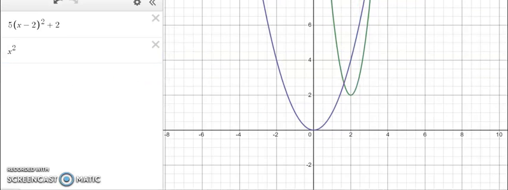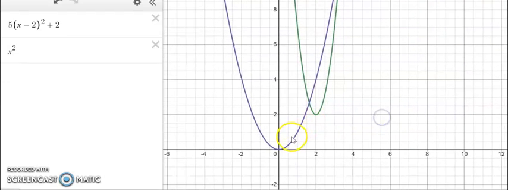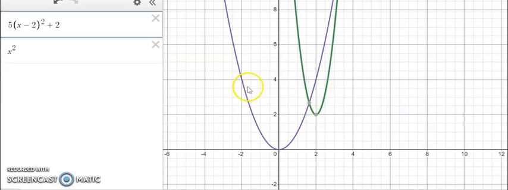Okay, so let's pull this graph down. The blue one is our original, x squared. The green one is how we moved. Now notice it got skinnier. Since this 5 is on the outside, it was a vertical stretch. It got pulled up. Then we went to the right 2.